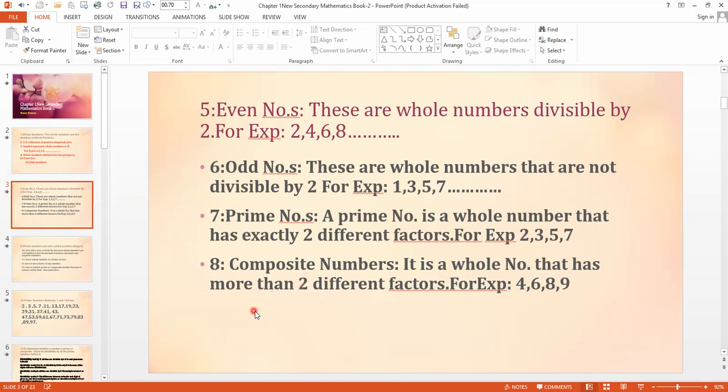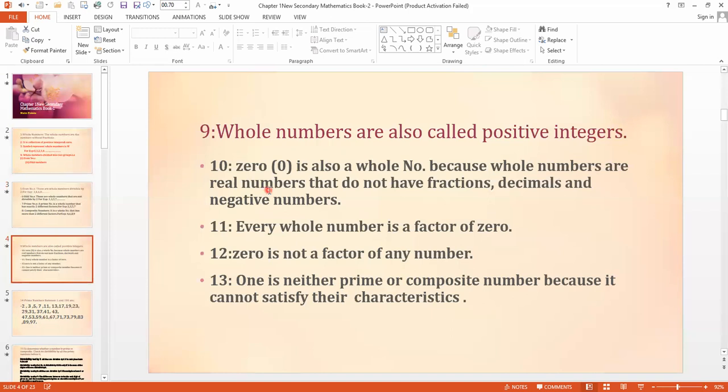Number 8, composite numbers. It is a whole number that has more than 2 different factors. Clear? More than 2 different factors means it has at least 3 factors and the maximum has no limit. So 4, 6, 8, 9, all are composite numbers. Number 9, whole numbers are also called positive integers.